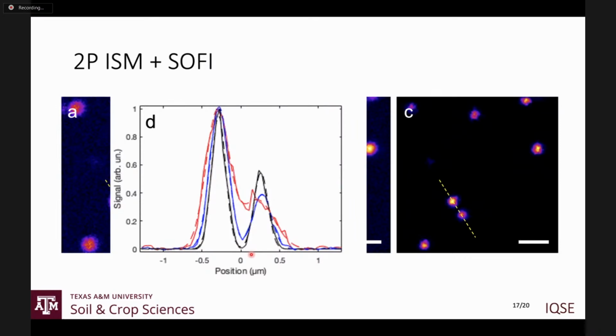So we get to pretty good resolution improvement.